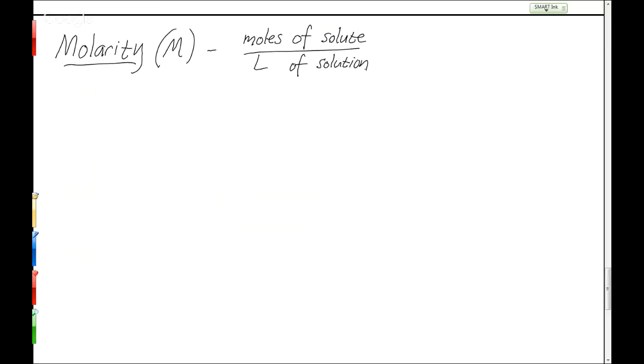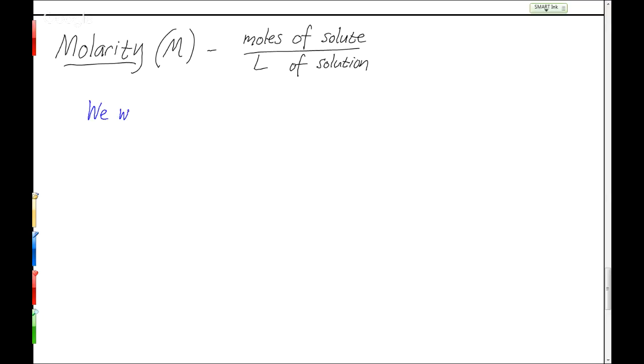So if you're preparing a solution in molarity, it takes an extra step because you have to calculate how many grams you need. So you have to do a mole to gram conversion. But if you're using it in a reaction, it saves you a step because you don't have to convert grams to moles. You can just figure it out based on this. So let me show you how that works.